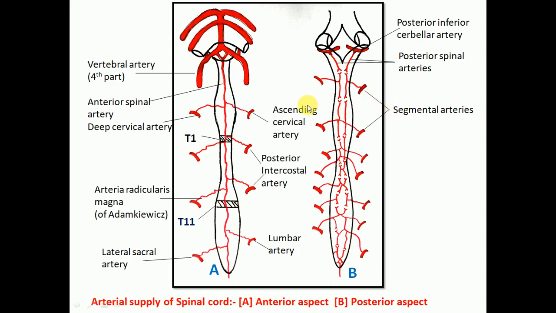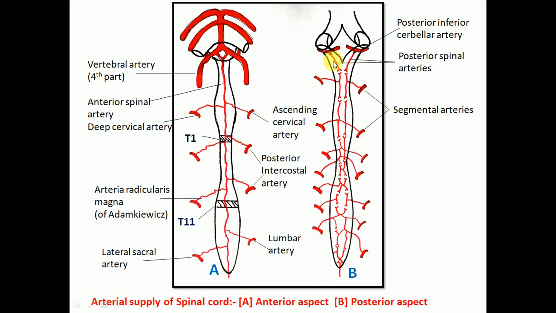Now first of all, anterior spinal artery. It is a small branch that arises from the fourth part of the vertebral artery and runs on the anterior median fissure of the spinal cord throughout the length, and finally at the end it merges or communicates with the filum terminale.